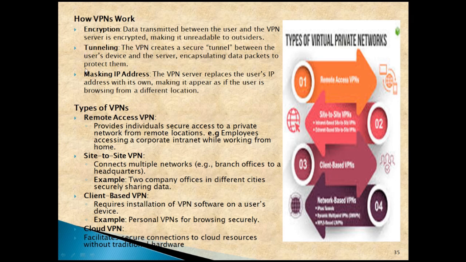Types of VPNs. We have the remote access VPN, which provides individuals secure access to a private network from a remote location, e.g. employees accessing a corporate network, like a bank. Site-to-site connects multiple networks, such as branch offices and headquarters, together. Example, two company offices in different cities securely sharing data.